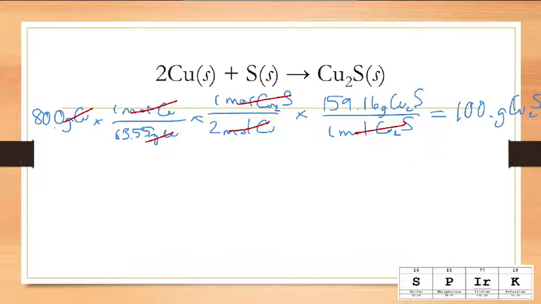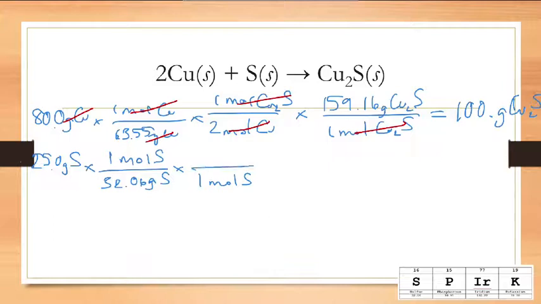So now we need to do the same thing, but we're going to start with our other reactant. We're going to start with that 25 grams of sulfur. And we're working towards the same product. So same thing here. We go for the molar mass. Use that mole to mole ratio. And here we have 1 mole of S for every 1 mole of Cu2S. And then we're going to use that molar mass, which we've already calculated, so we don't even have to add that up again.